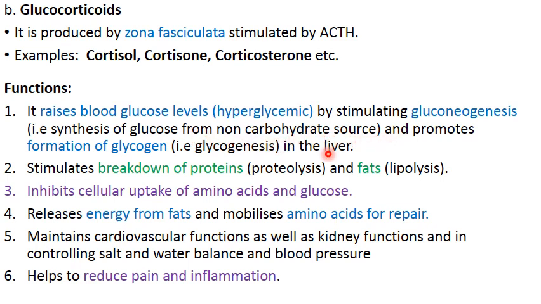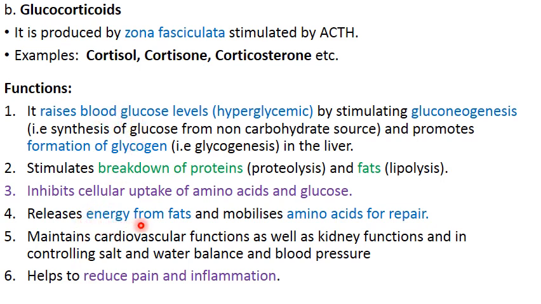And also it is going to promote formation of glycogen, and that is called glycogenesis. Glyco means glycogen, genesis means synthesis, where it happens in the liver. It will also stimulate breakdown of proteins, that is called proteolysis, fats, lipolysis, and inhibit uptake of amino acids and glucose by the cells. So it's going to inhibit cellular uptake of amino acids and glucose. If the amino acids and glucose don't enter the cells, they are not allowed to enter the cells, so it is going to raise the blood glucose levels.